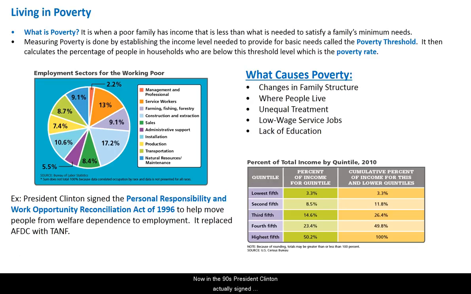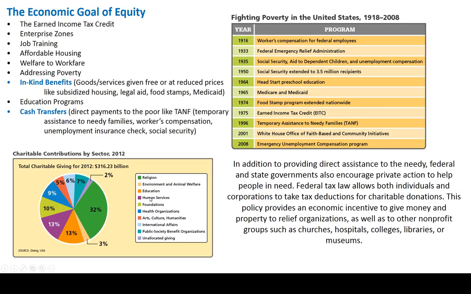Now, in the 90s, President Clinton actually signed something called the Personal Responsibility and Work Opportunity Reconciliation Act of 1996 to try to get people off of welfare and more into what we call workfare. Just the idea that you couldn't just sit at home and collect a check. And so it was kind of a callback to the New Deal in some ways, but the idea that you wanted to get people out working and trying to look for those jobs to encourage the economy.